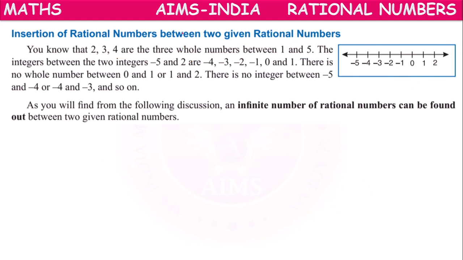And one more thing, between 0 and 1, there will be no whole number. Or between 1 and 2, there will be no whole number. Between two consecutive whole numbers, there will be no other whole number. Or between two consecutive integers, there will be no other integer.